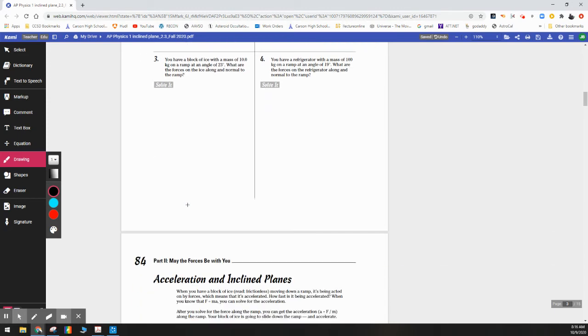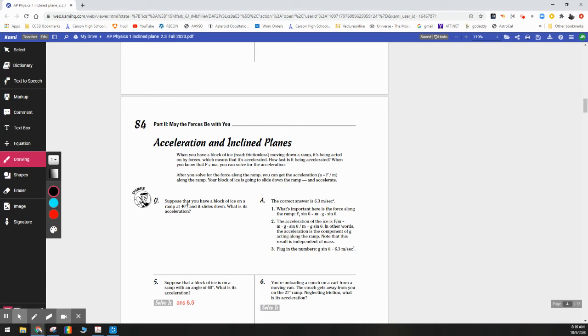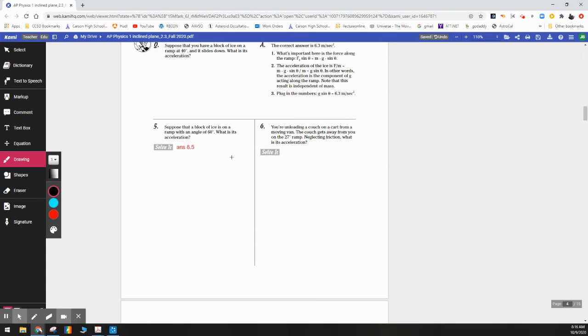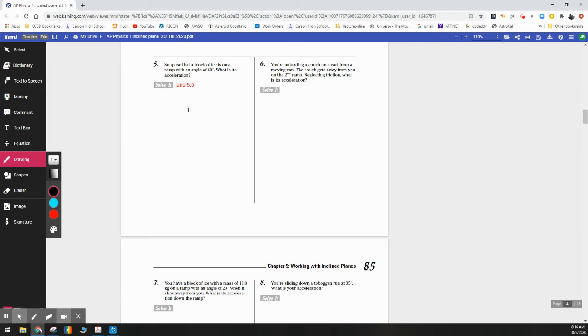Next section here. We're going to talk about acceleration and inclined planes. Okay, again, here's some reading here. Here's a worked example. Let's go ahead and see what's going on here now. Okay, so it says here, suppose a block of ice is on a ramp with an angle of 60 degrees. What's its acceleration? Okay, all right, so let's go ahead and draw a picture and just see what we're looking at here.